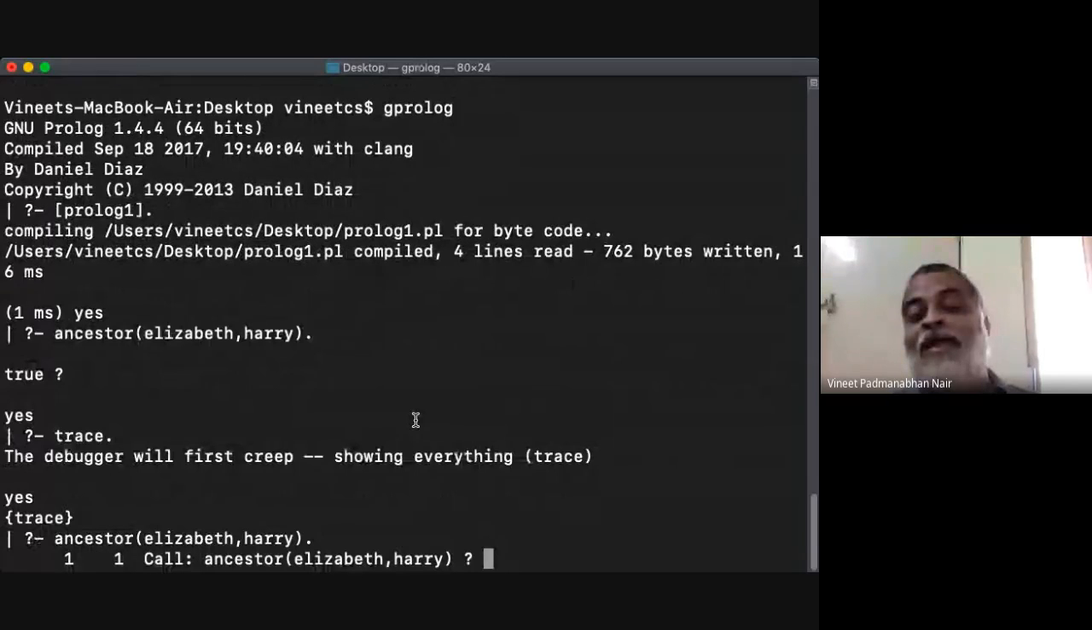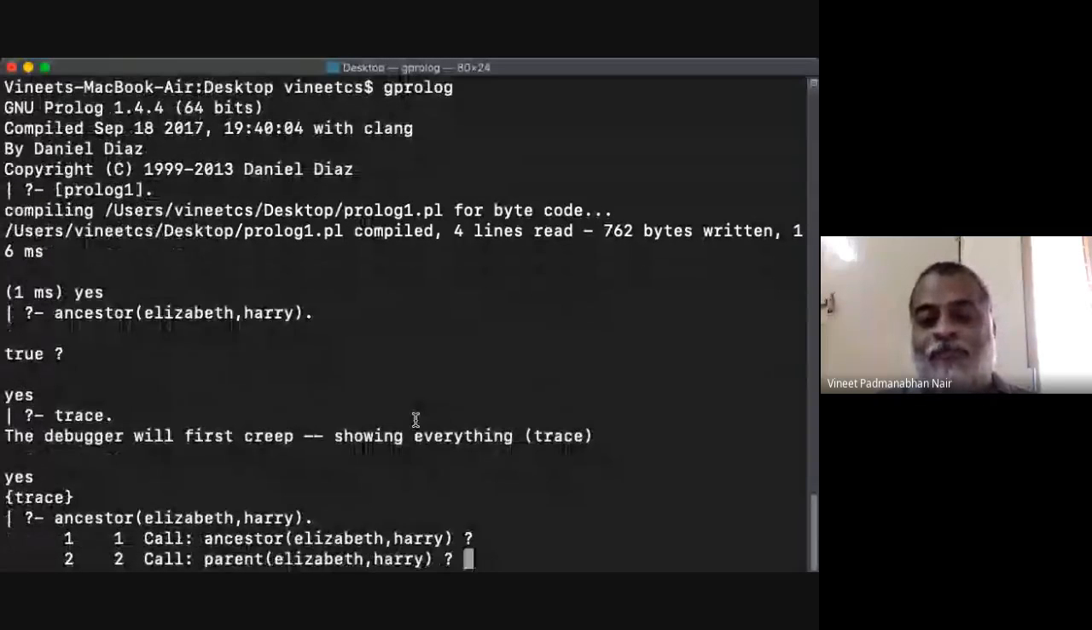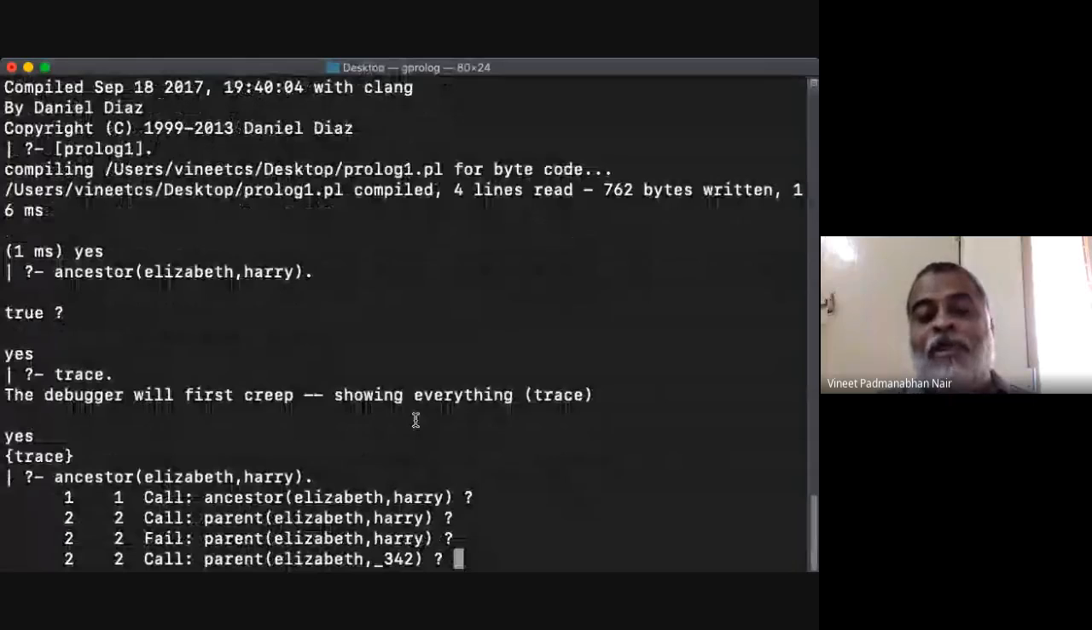It wouldn't give you the answer immediately, as you saw in the previous step. In the previous step, it was given true. But here, after trace, you can see something is written. The debugger will first creep, showing everything. So now you can see the calls, how the call is happening for that 4-line call.